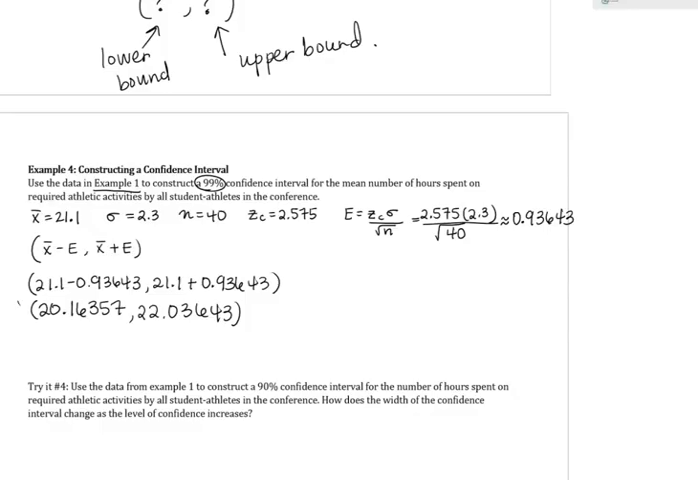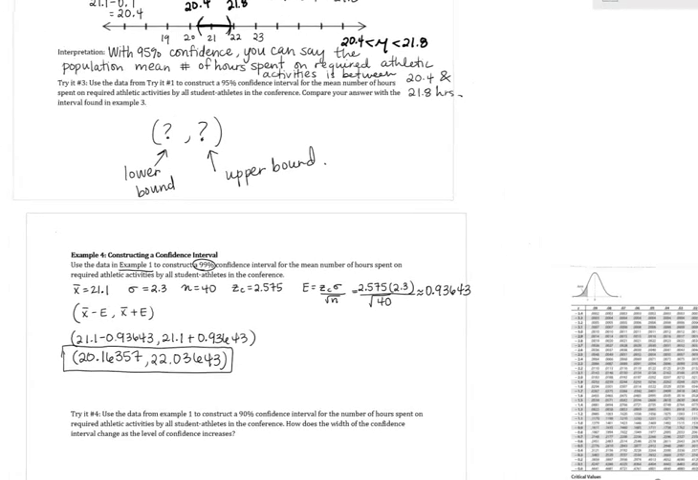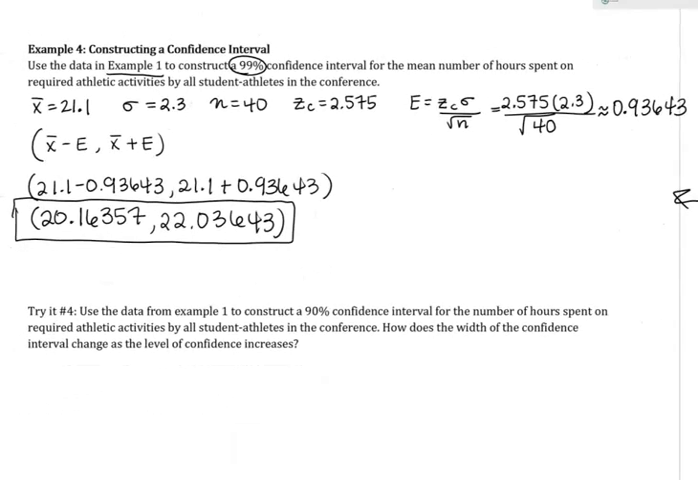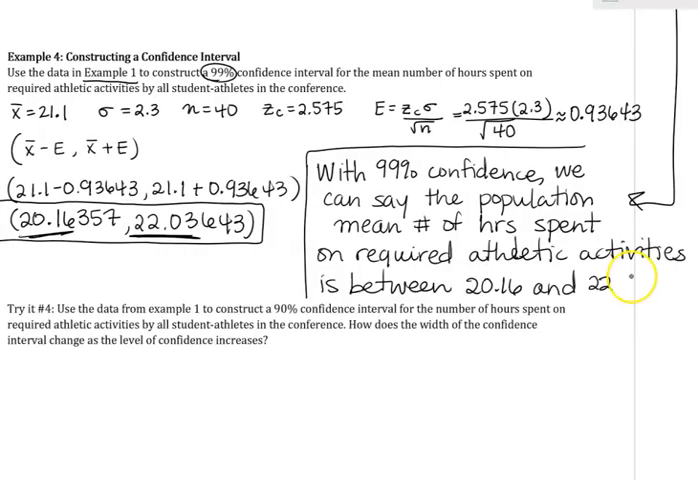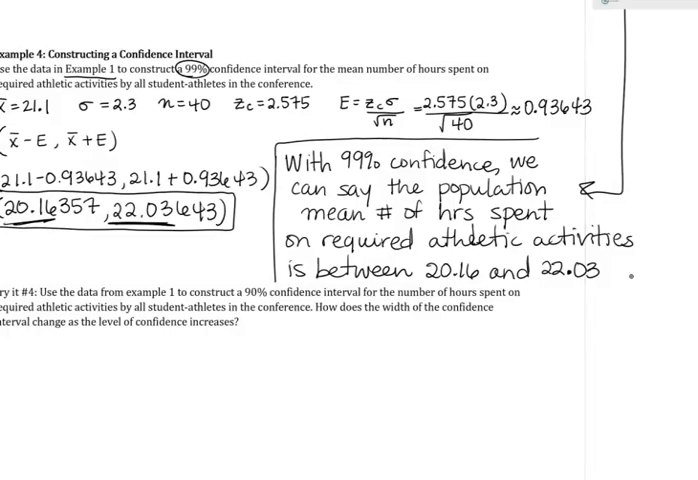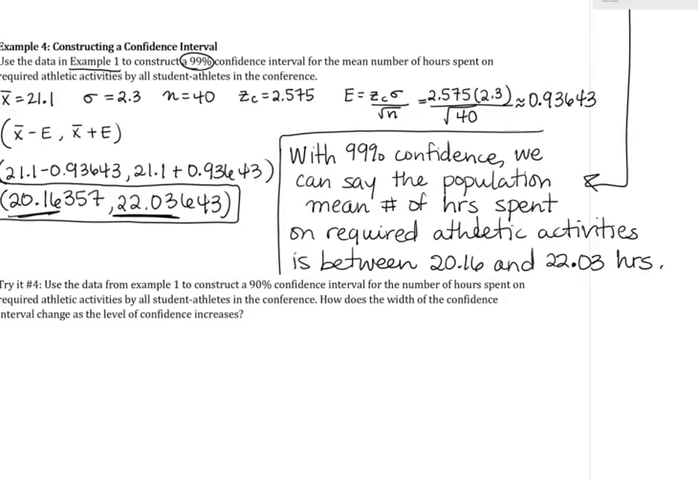So now we have constructed a 99% confidence interval. The interpretation for this would be very similar to this interpretation, except we would start off this time and say with 99% confidence that the population mean number of hours that is spent on required athletic activities is between 20.16 and 22.03. I think I said 20.03, but I don't know what I said. I meant 22.03 for the upper limit, and that is in hours. So there is our interpretation.